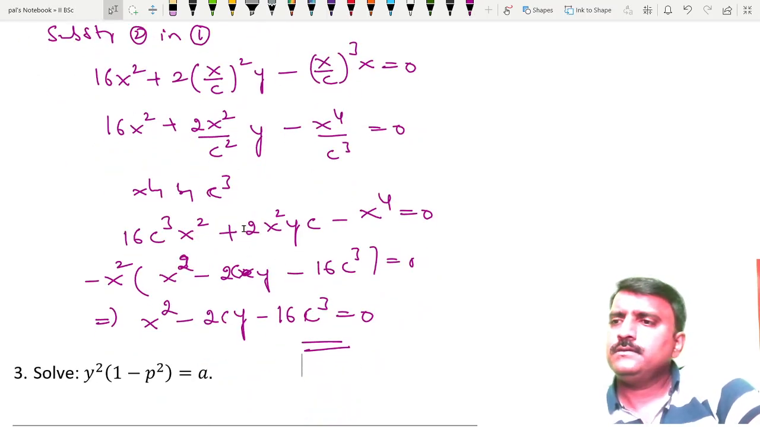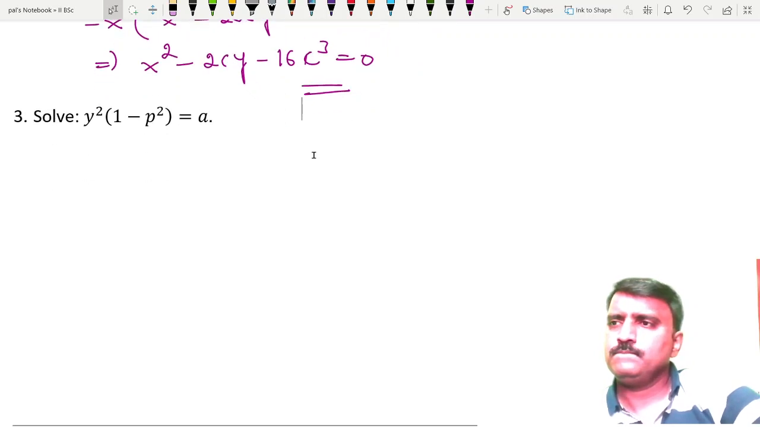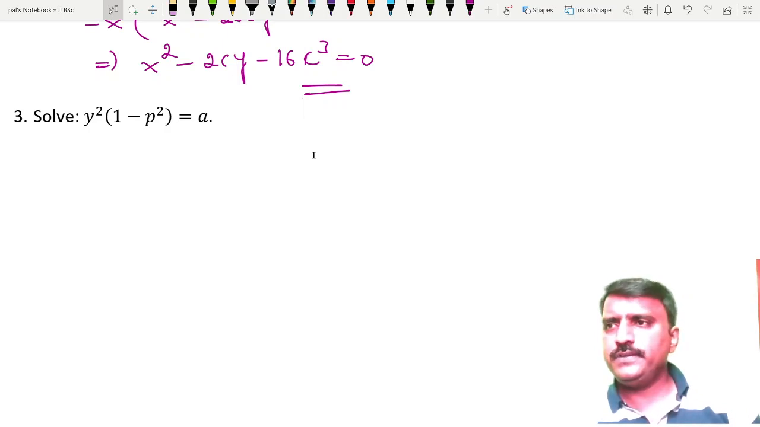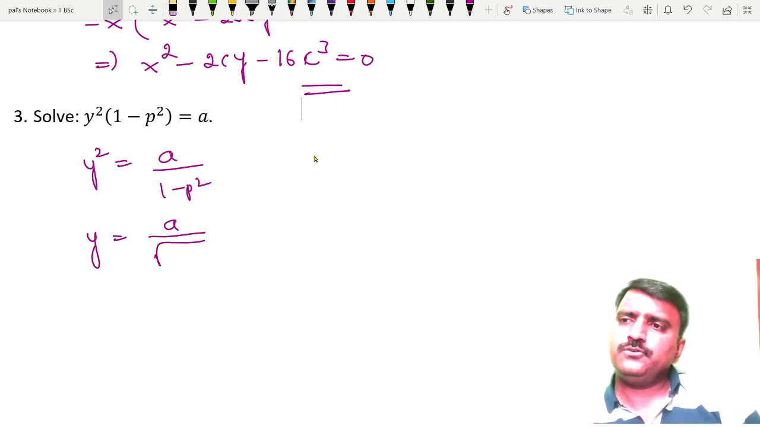Okay. So one more example in solvable for y is y square into 1 minus p square is equal to a. You write this equation as y square is equal to a by 1 minus p square. Okay, and what is y? y is equal to plus or minus a divided by square root of 1 minus p square.